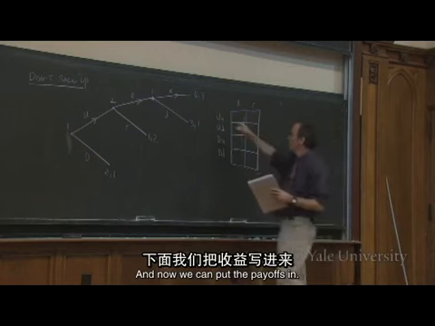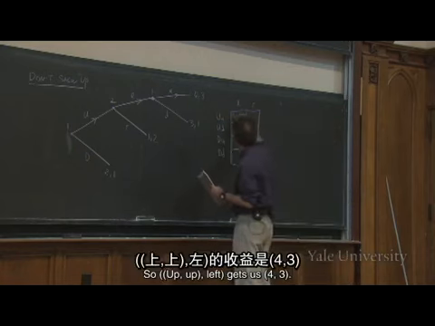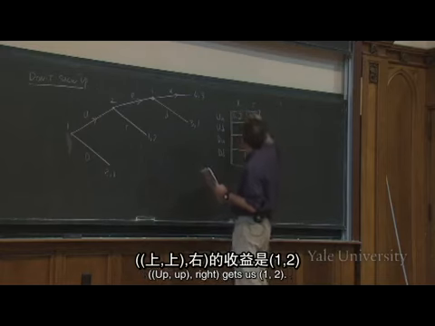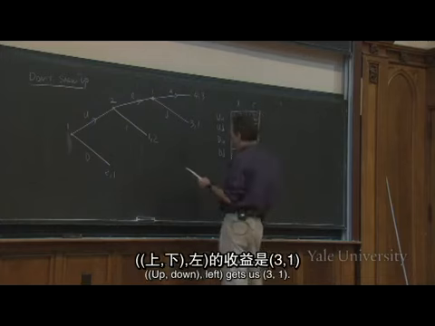And now we can put the payoffs in. So up, up, left gets us 4-3. Up, up, right gets us 1-2. Up, down, left gets us 3-1.